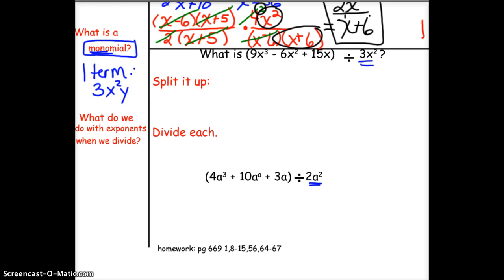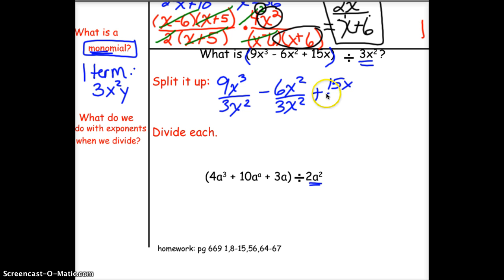Well, what do we do when we divide by that? It's nice and easy. It has to do with the fact that this is a grouping symbol, which means take all of it and divide by 3x squared. So what I'm going to do is take each one and divide it by 3x squared. I call that splitting it up. If all of it is getting divided by 3x squared, then I'm simply going to take it all and divide it by 3x squared. Then what I'm going to do is divide each one separately.